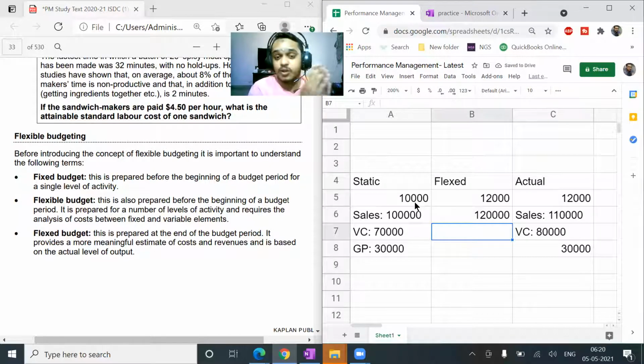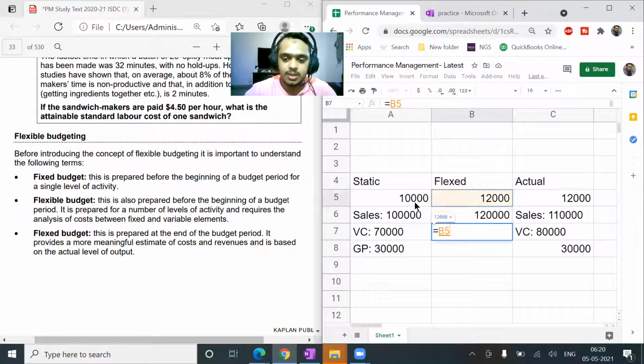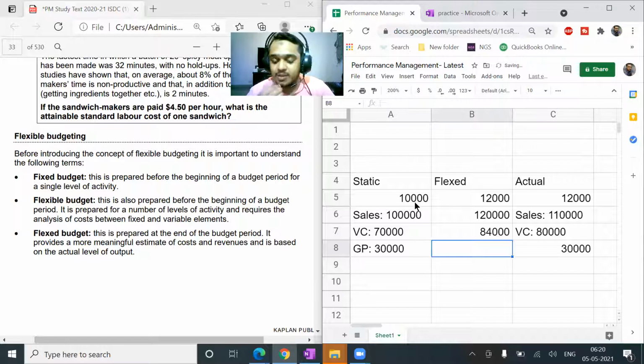Then you need to multiply it with the budgeted values. You can see in here that your variable cost is $7 each, or 7 rupees each. What I need to do is 12,000 multiplied by 7. How much should it have been? 84,000. So my variable cost here is actually less.